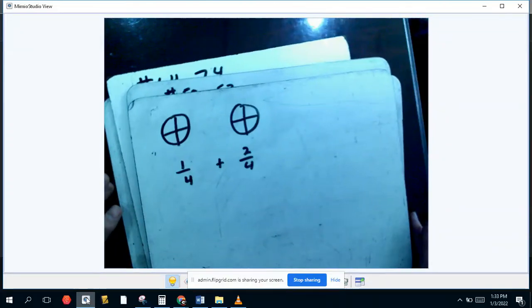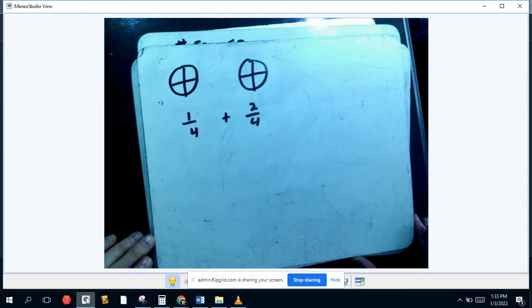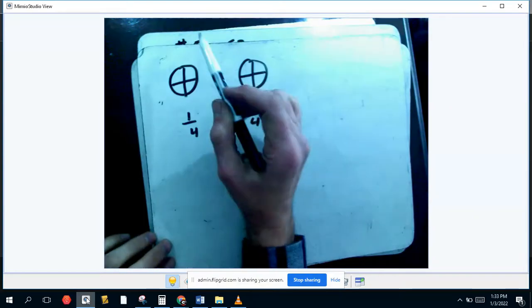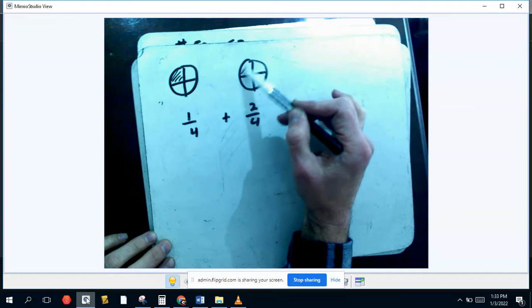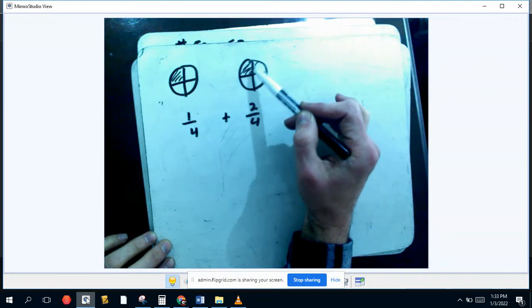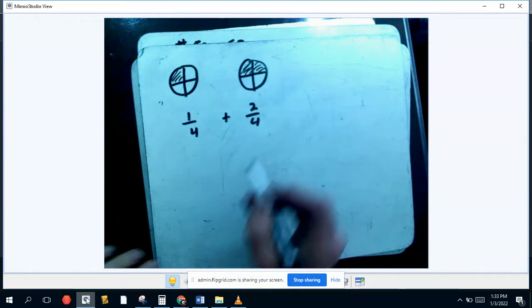Okay, so we're going to talk about adding fractions now. When you add fractions, you need to have the same sized piece. For example, if it's 1/4 plus 2/4, that makes perfect sense. I have 1/4, 2/4. So altogether, how many fourths do I have?